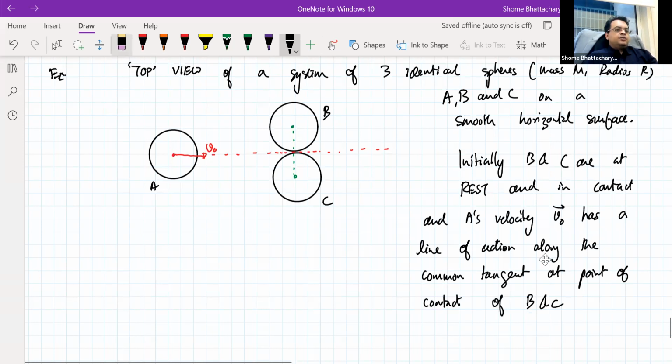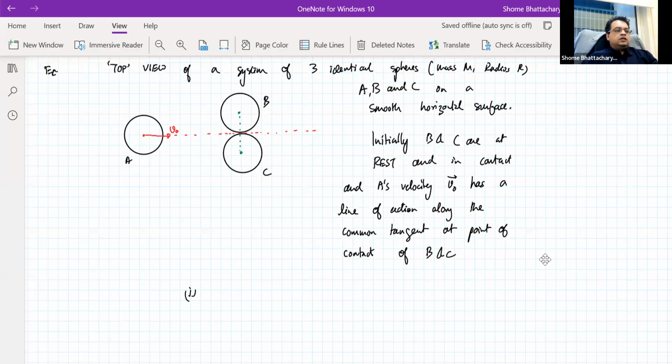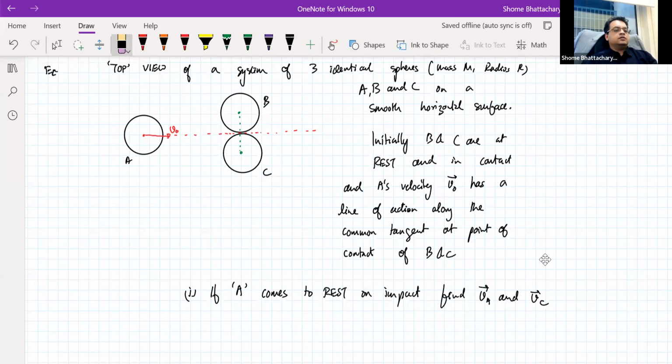So the first part, what we'll do is, if A comes to rest just after impact, find the final velocities of B and C, and also find the coefficient of restitution. I think we'll have just time for this part. The second part we can do for homework.